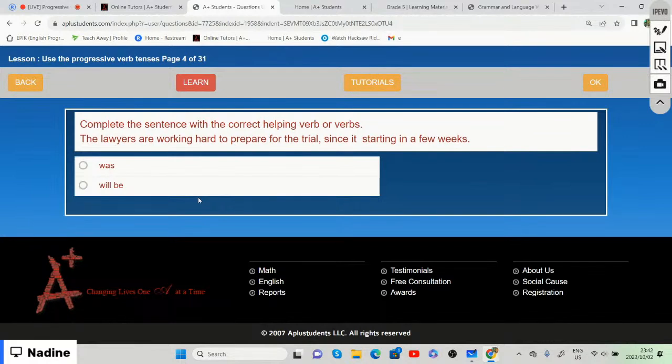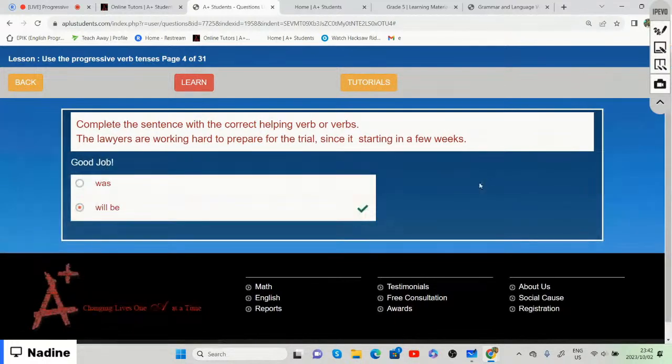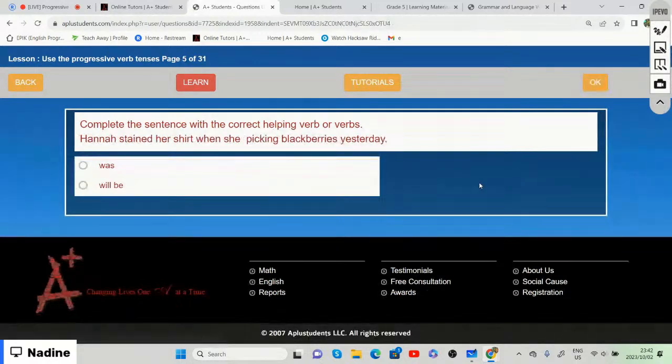Yes. So if we choose the correct helping verb, right, then we will say the lawyers are working hard to prepare for the trial since it will be starting in a few weeks because they are telling us about the future. Few weeks, meaning it must still happen. It will be happening, right? So we will say will be starting in a few weeks' time. So if you said will be and in the future, then that is correct. Well done.